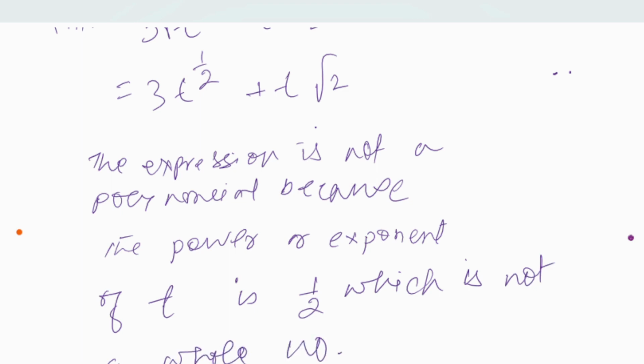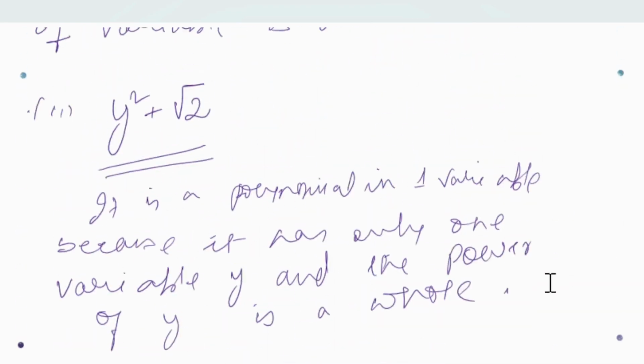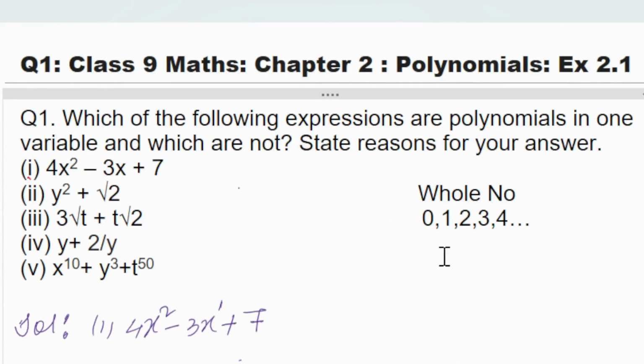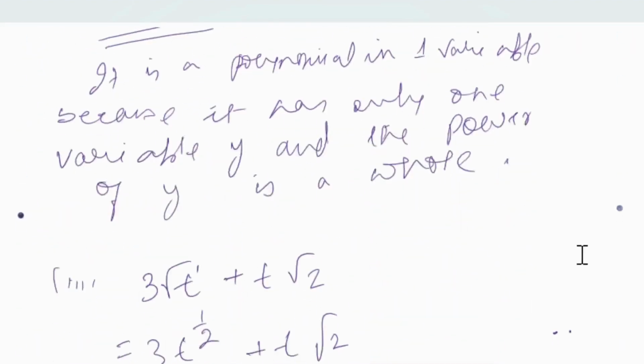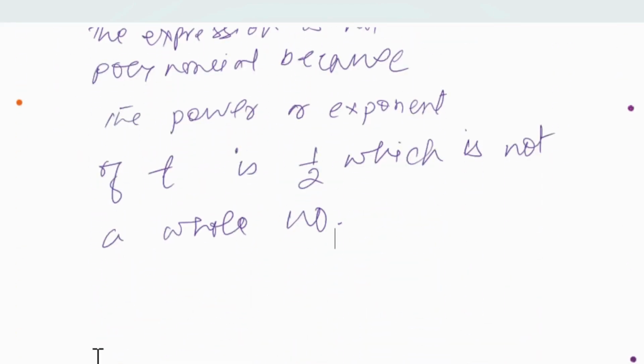Okay guys, do you understand this one? The basic concept, the power should be a whole number. In this case, the power is not a whole number. 1 by 2 is a rational number, not a whole number, because this is the set of whole numbers: 0, 1, 2, 3, 4, 5, 6. 1 by 2 is not a whole number. Okay, so let's do number 4.